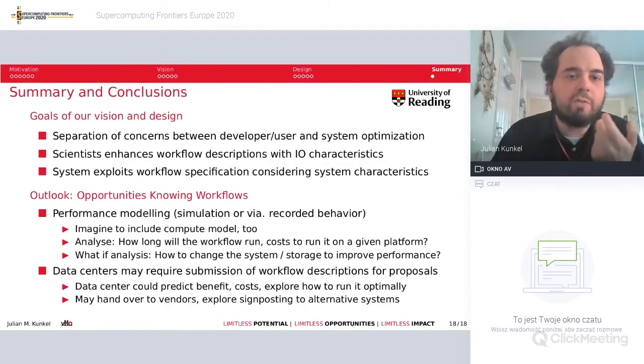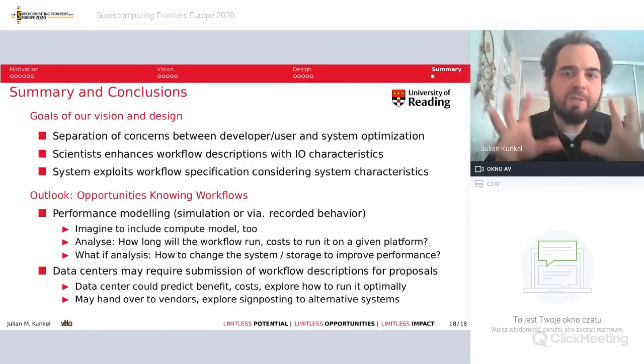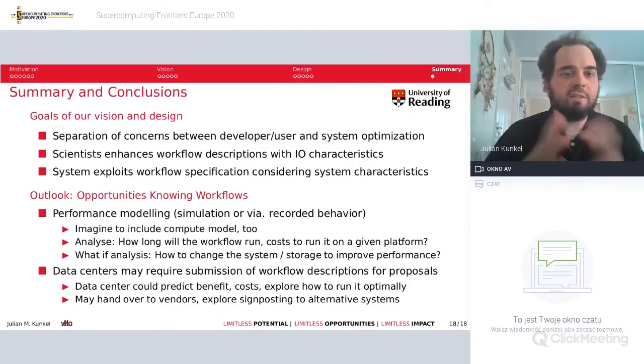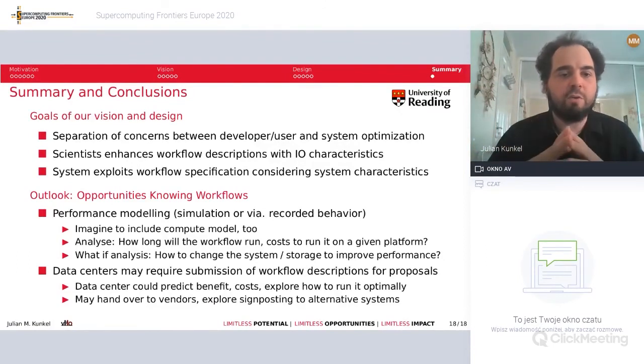And the system then exploits this workflow specification by considering the system characteristics, particularly as in the future we have heterogeneous machines, because it's more efficient. And if we have that in place, I think generally we have opportunities to exploit this workflow information further. Like I mentioned, from the data center perspective, you could do performance modeling. If you include the computational model as well, how long would the different processes run on a given architecture and so forth? How much would it cost on a given platform? And you could play with what happens if you have a different storage system and environment.